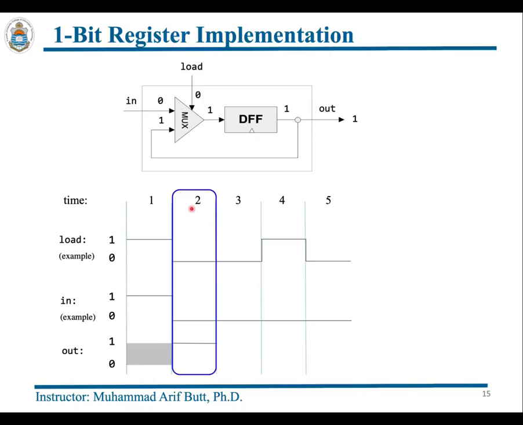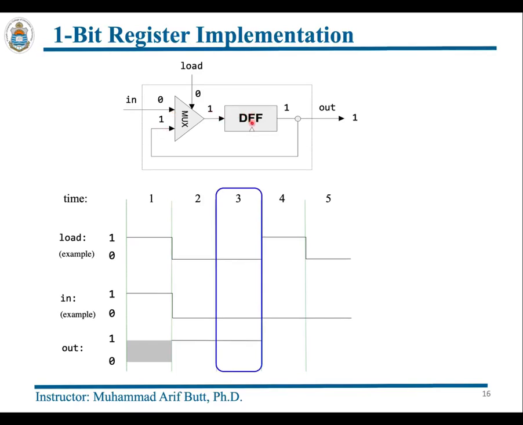Well, at time unit 2, you can check that the load is 0, as shown over here. The in is also 0. And the previous state of the flip-flop is 1, which is coming up over here. Since the load input is 0, the mux will send this 1 over here, and the previous state of the flip-flop is maintained.